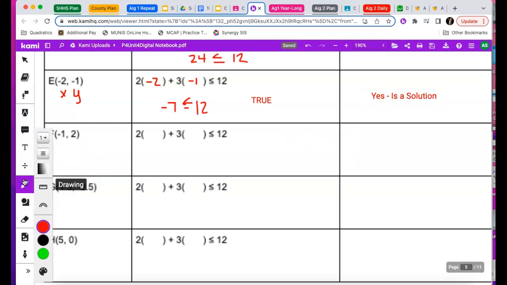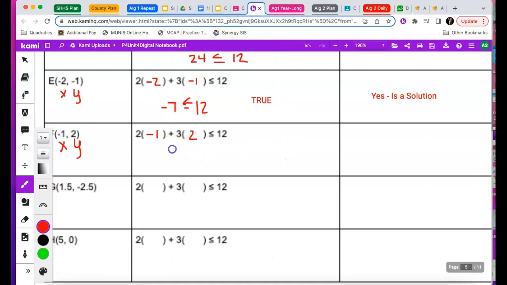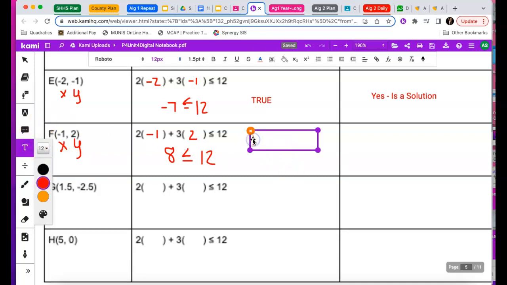And for each of these, I'm going to type into the calculator. So the first number is -1, that's my x. The second number is 2, that's my y. So I'll do 2 times -1, and then 3 times 2. I can put that into the calculator to save myself a step. So that gives me 8. So this says that 8 is less than or equal to 12. Is that true or false? Is 8 less than or equal to 12? It's less than 12, so that makes it true as long as it's one or the other, which anytime it's true, that means yes, it is a solution.